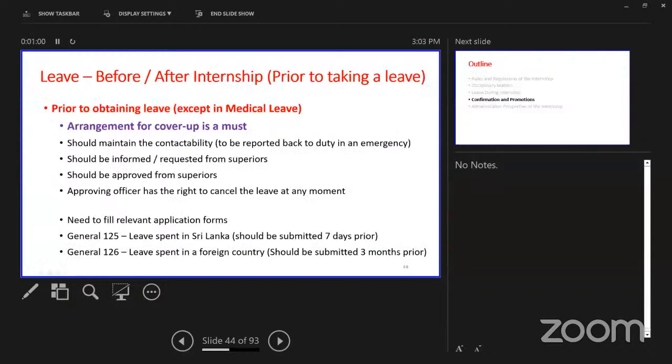Leave before and after internship: prior to obtaining leave, except medical leave, arrangement for cover up is a must. You should maintain contactability, should inform and request from superiors, and should be approved by the supervisors. The approving officer has the right to cancel the leave at any moment, and you need to fill relevant application forms when requesting leave. General 125 for leave spent in Sri Lanka, General 126 for leave spent in a foreign country.